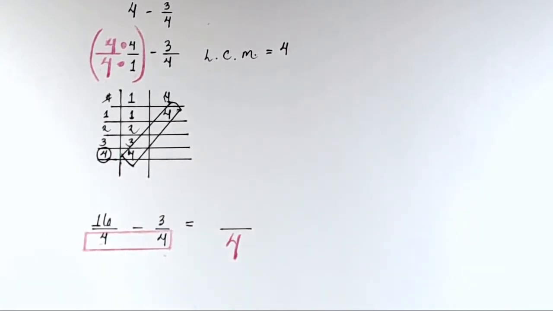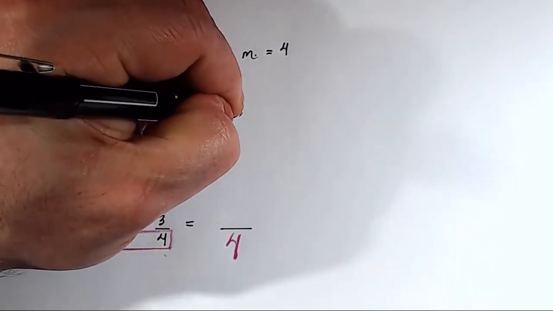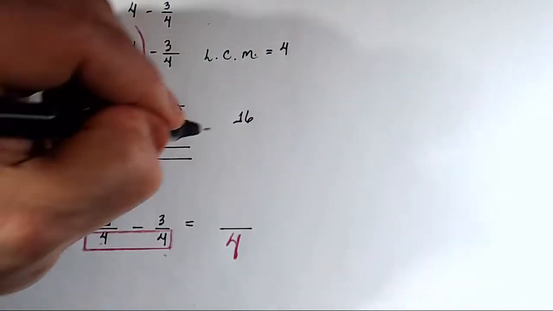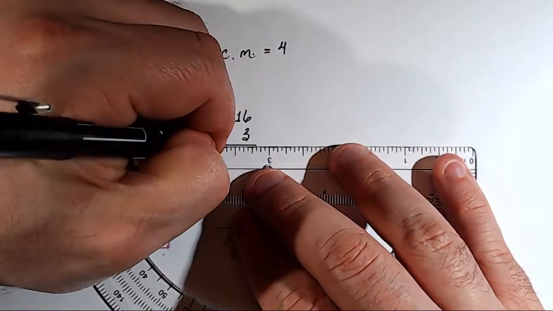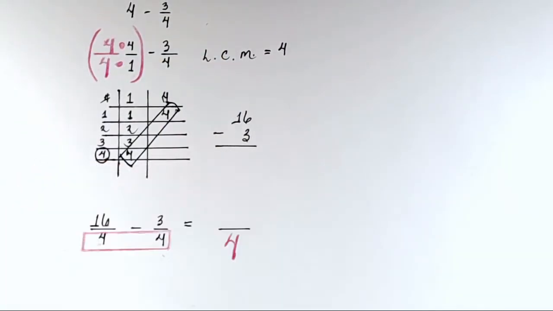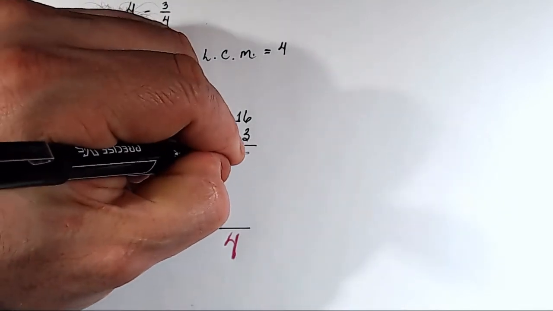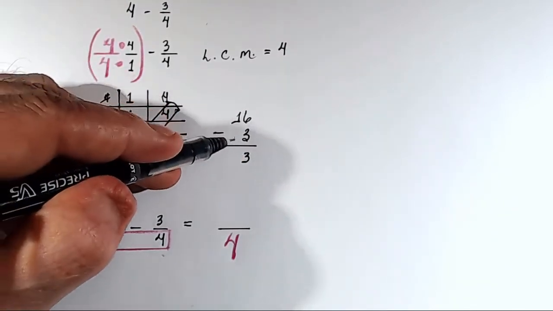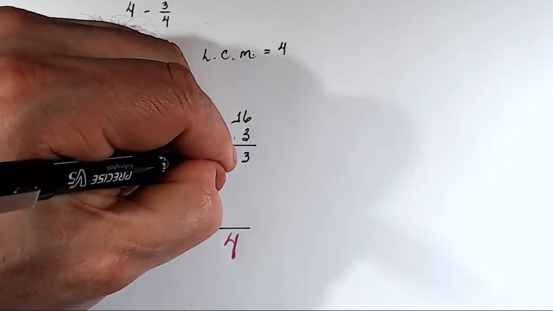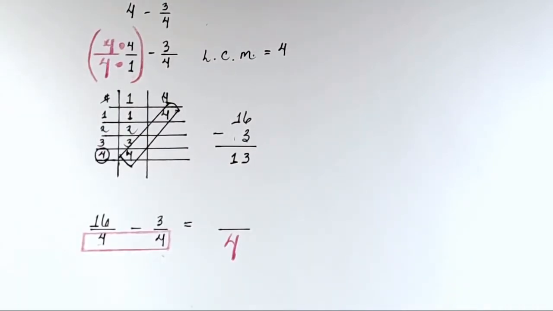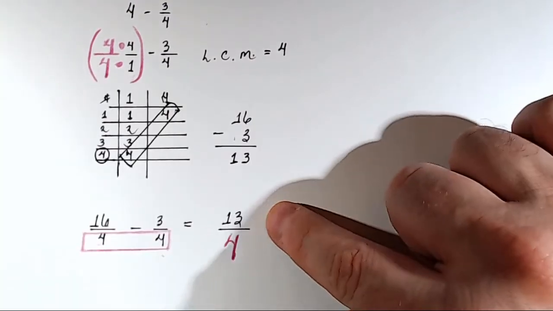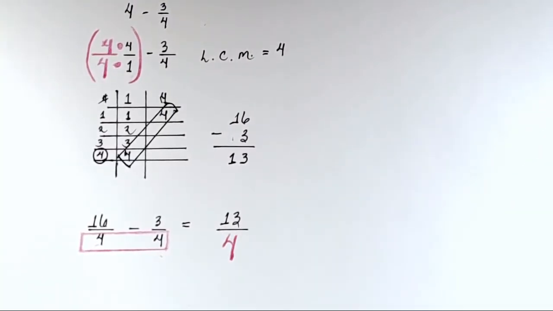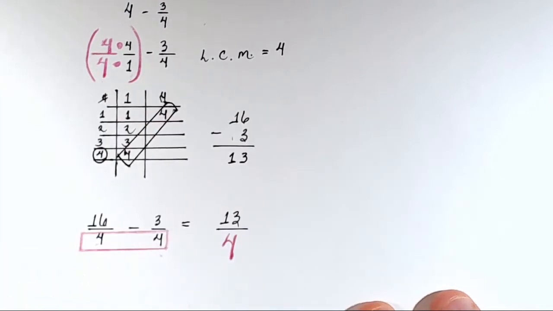So what is 16 minus 3? Well, let's do the work. 16 minus 3. Okay? 6 minus 3 is 3. 1 minus nothing is 1. So 16 minus 3 is 13, and that goes right here in the numerator position. So your result is 13 over 4.